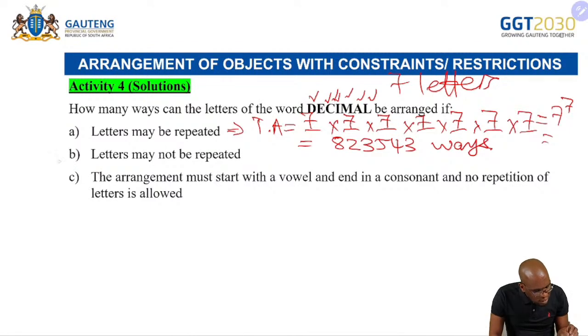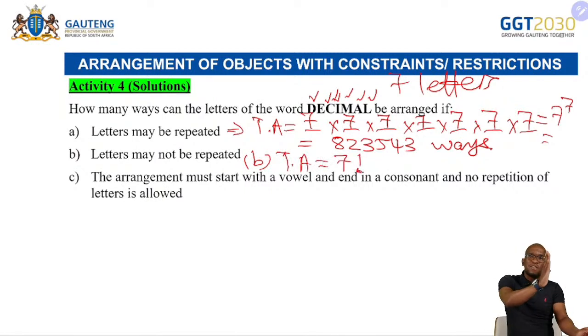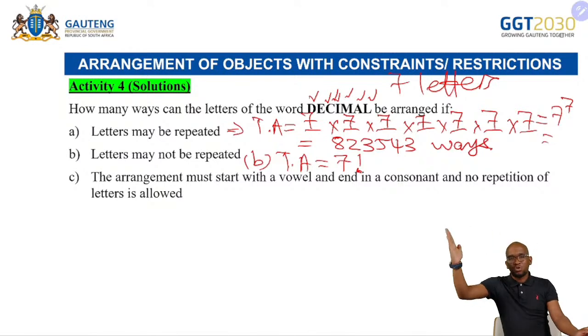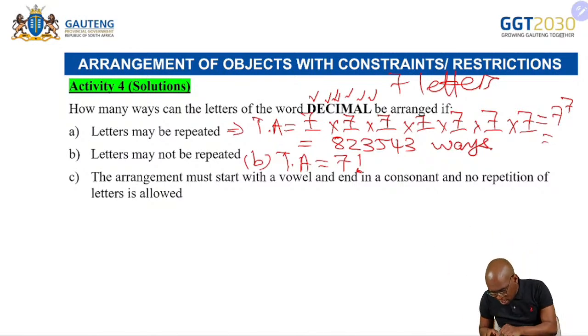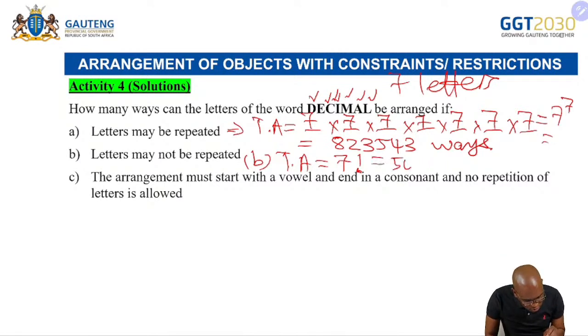However, in B, we are saying letters may not be repeated. So the total arrangement in this case would just be 7 factorial, because you'd have 7 for the first position, minus 1, 6 for the second position, 5 for the third, 4, 3, 2, 1. So that is 7 factorial if the letters may not be repeated. So that is 5,040 ways.